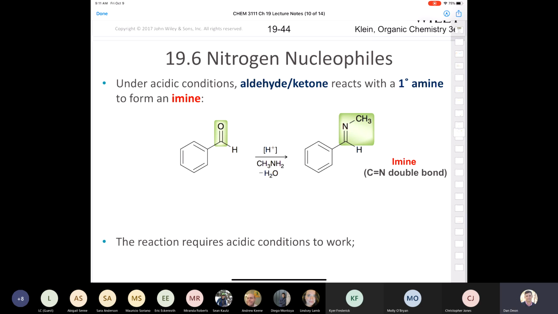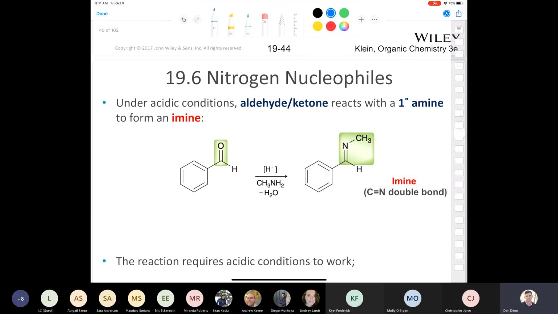If you take an aldehyde or a ketone and you treat it with a primary amine, now this is very, very important, okay, because we're going to look at a different functional group that's formed when you treat an aldehyde or a ketone with a secondary amine using the same types of conditions. So primary amine, you end up with forming what's called an imine.